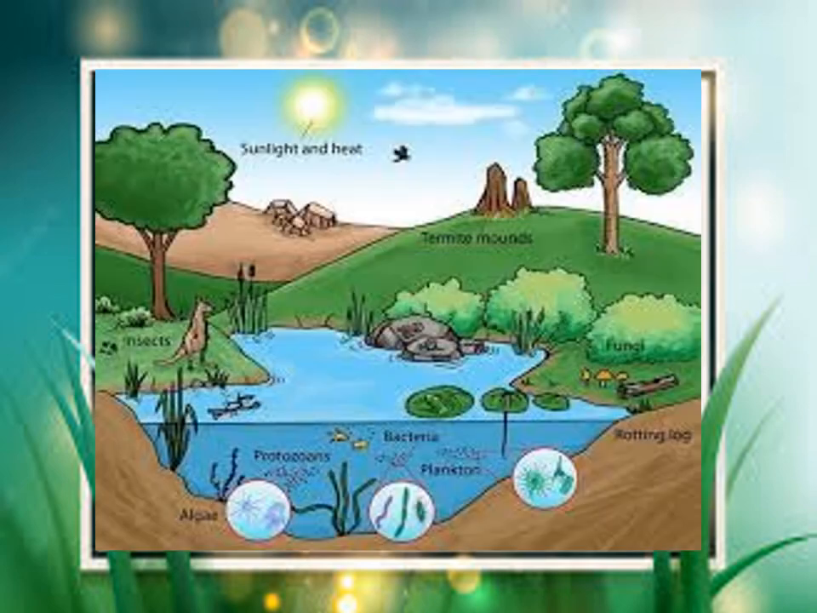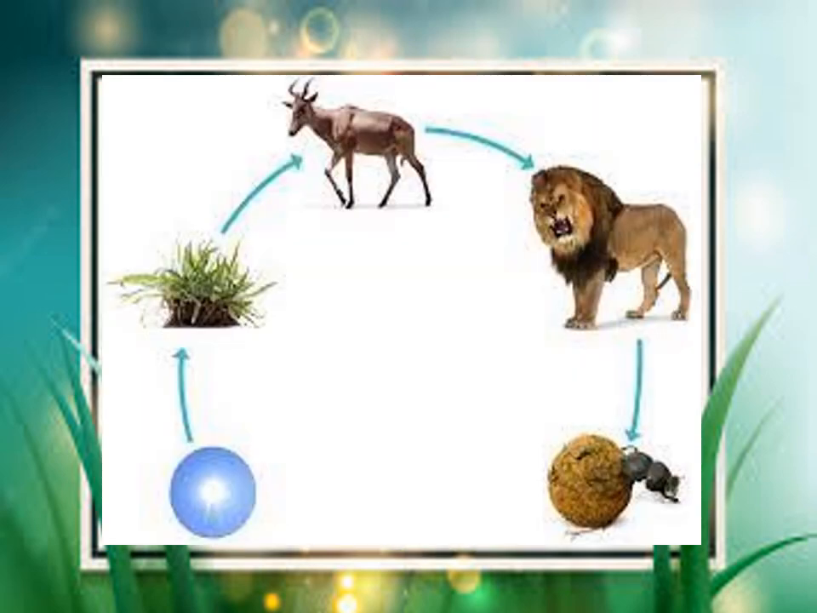Organisms in an ecosystem are connected in numerous ways. Some organisms may benefit another, compete with each other for resources, and of course, eat one another. Feeding on another organism passes energy from one organism to the next. The flow of energy through an ecosystem is represented in a food chain.